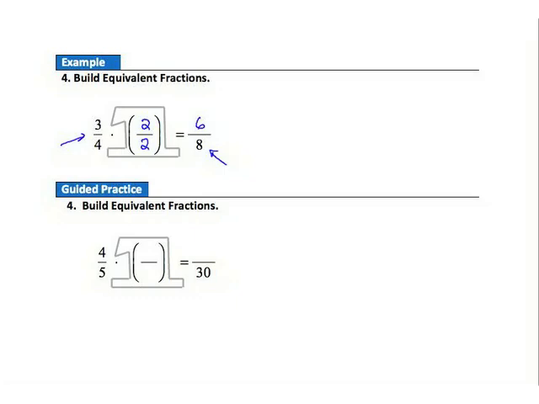Question 4. Build equivalent fractions. We're starting with 4/5 and we want to end up with a denominator of 30. So we ask ourselves, 5 times what is going to give us 30? Well, the answer is 6.